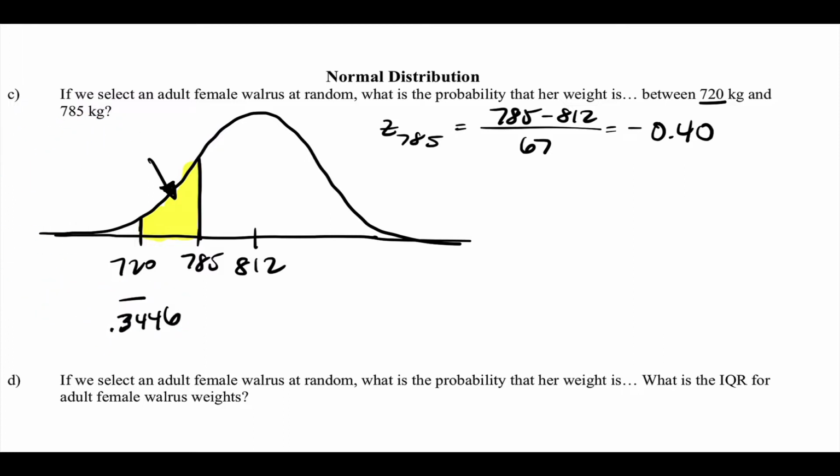Okay, so now I've got to find this little piece here. I'm going to find a z-score for 720. That'll give me the little piece. I get negative 1.37. So now go to your table. Negative 1.37 gives me a decimal of what?